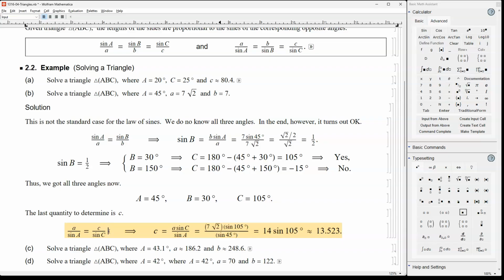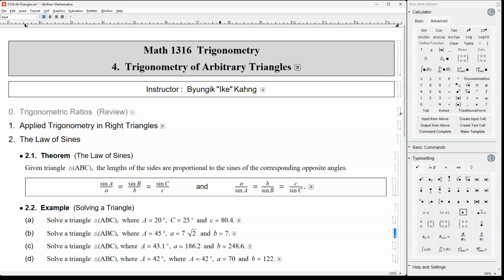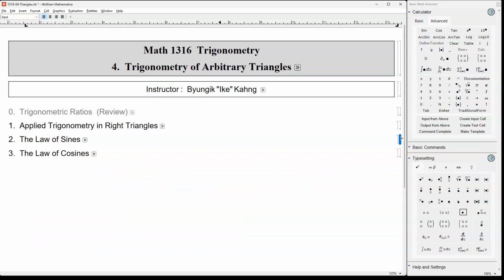So we found out everything. All three angles, capital A, capital B, capital C, and all three sides. Small a originally, small b originally, and now small c as well. Okay, we'll do the other problems in the next video. That'll do it.